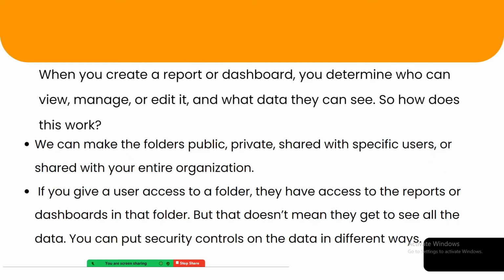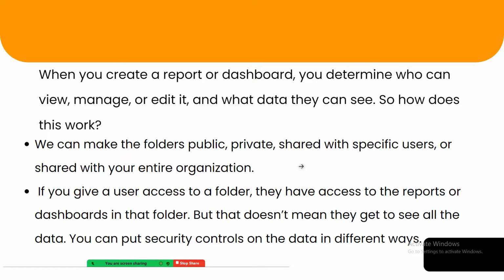Whenever we create a report or dashboard, we determine who can view, manage, or edit it, and what data they can see. So how does this work? Whenever we make a report and save it, we can save it in folders which are public, private, or shared with specific users to whomever you want to share. You can keep it public, so that whoever wants to see that report or data can view it, or private, so that only the user who has created the report will be able to see it, right?